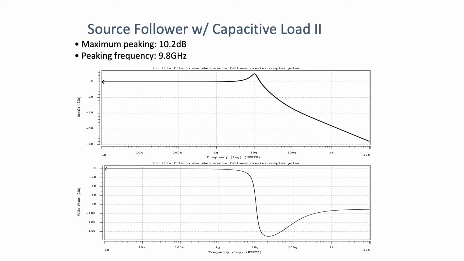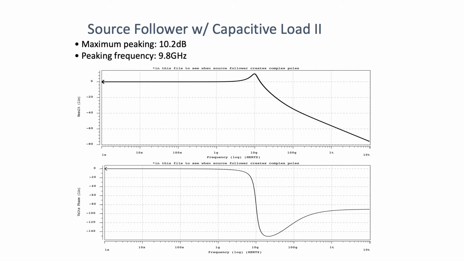So you can see the amplitude and phase response of this thing. And if you look at that, what you will see is that there's peaking happening around 9.8 gigahertz, which is close to omega n because the Q is not too far. So 9.8 gigahertz is the maximum peaking. And the maximum peaking that's happening is essentially 10.2 dBs, as opposed to our calculation which predicts 10 dB.